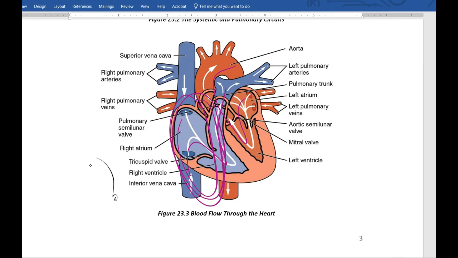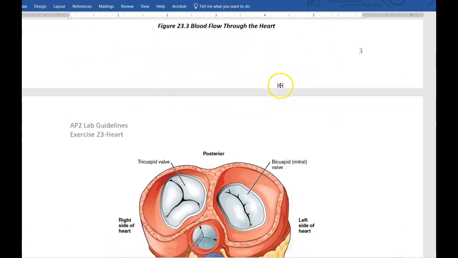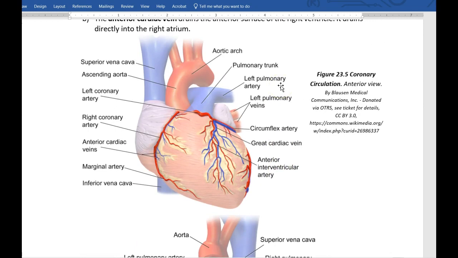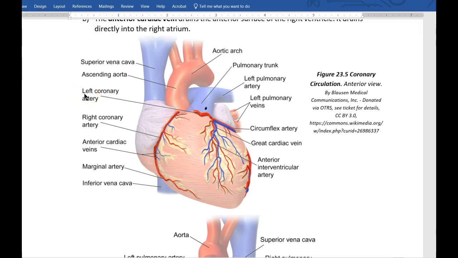It needs its own systemic circulation, which is going to branch off of the aorta and supply the heart with oxygenated blood. That is where your coronary circulation comes in. First thing to know is that on all of our models and all of the pictures that we have, the left coronary artery is hidden behind either the pulmonary trunk or this part of the left atrium. So you are never going to see the left coronary artery.